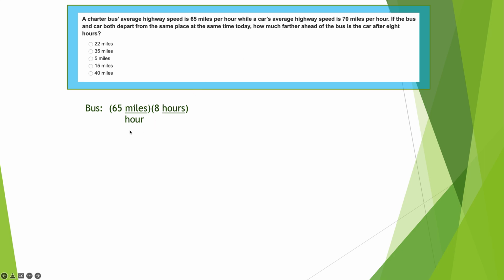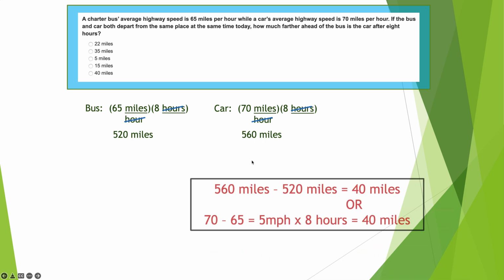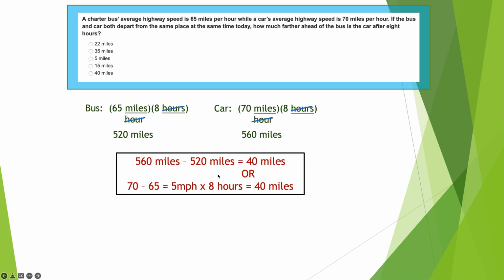So let's see how far the bus went. Okay, 65 miles an hour for 8 hours. Kill the hours, that leaves you with 65 times 8 miles, which is 520 miles. Let's do the same thing for the car. 70 miles an hour times 8 hours, kill the hours. 70 times 8 is 560 miles. How much further is it? I got to subtract. So 560 minus 520 is 40 miles. Or you could have said, well, look, the car's going 5 miles an hour faster, and it's going for 8 hours, so 5 times 8 is 40.